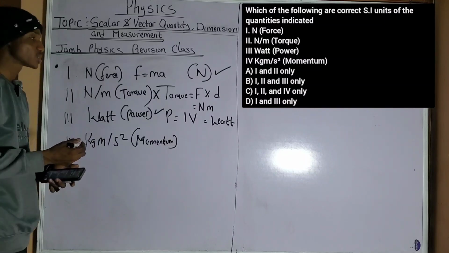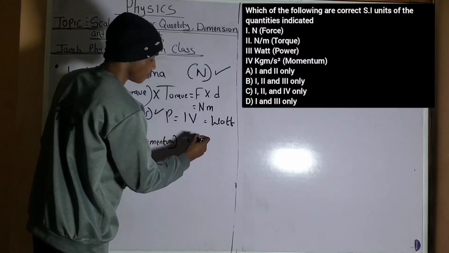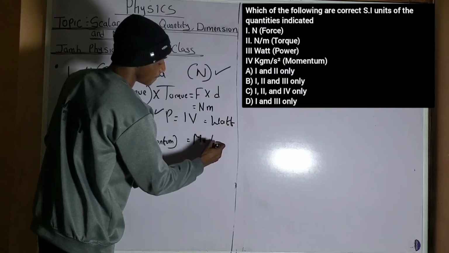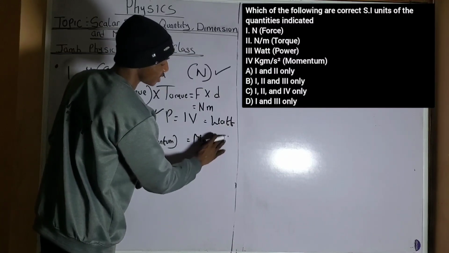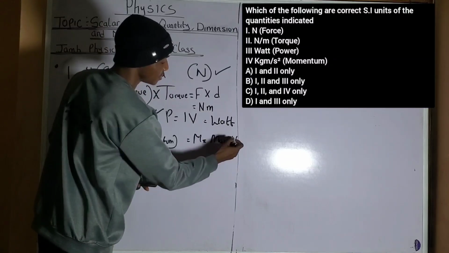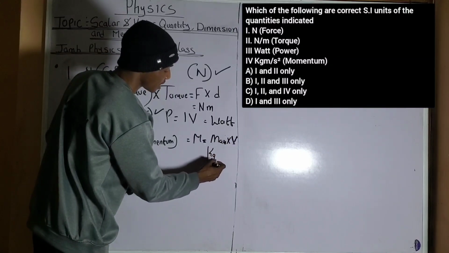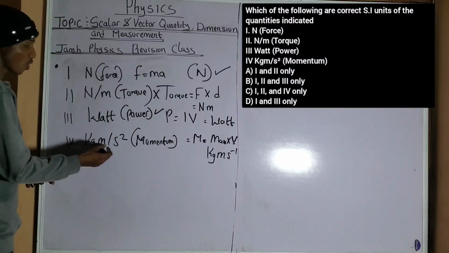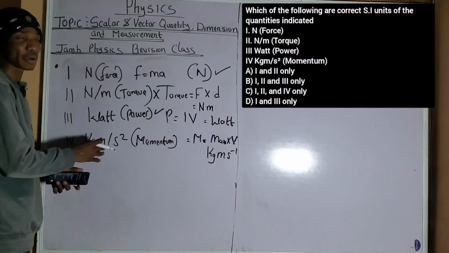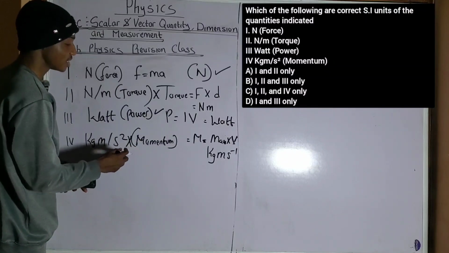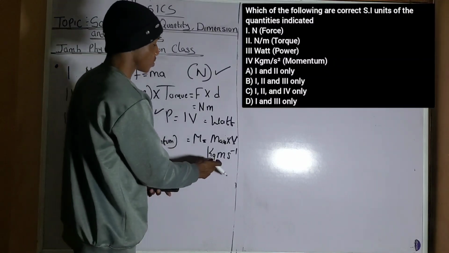Now what of this? Momentum. Momentum is mass times velocity. Let me just write in full. Mass times velocity. And mass is in kilogram, do you know? And velocity is what? Meter per second. So you can see that this is also wrong because we have kilogram meter per second squared. Are you getting it? The unit of momentum is kilogram meter per second.